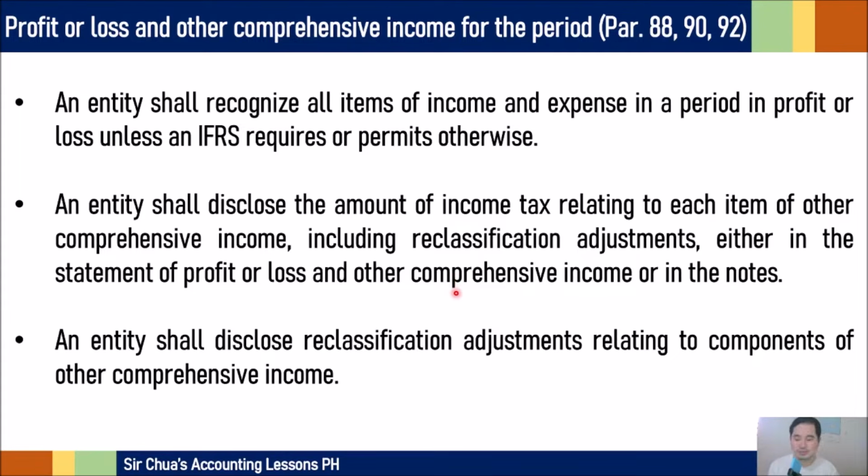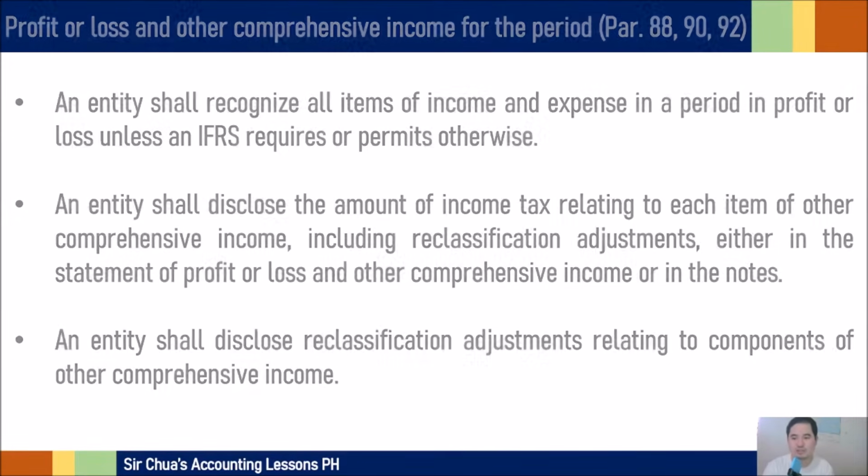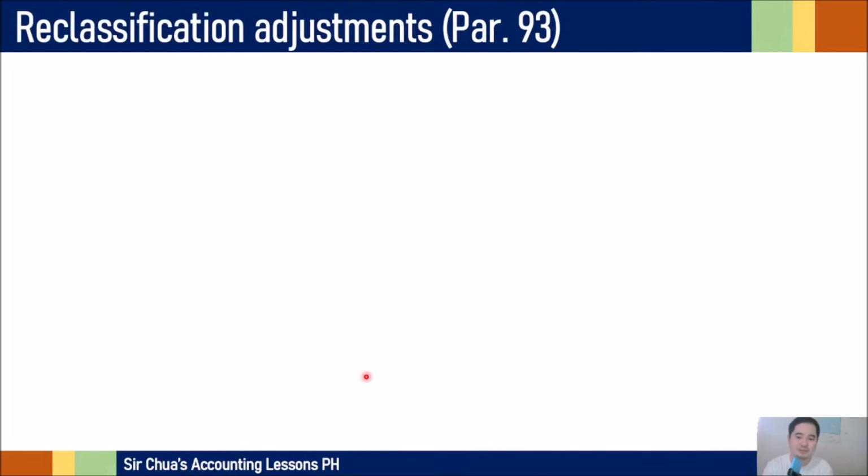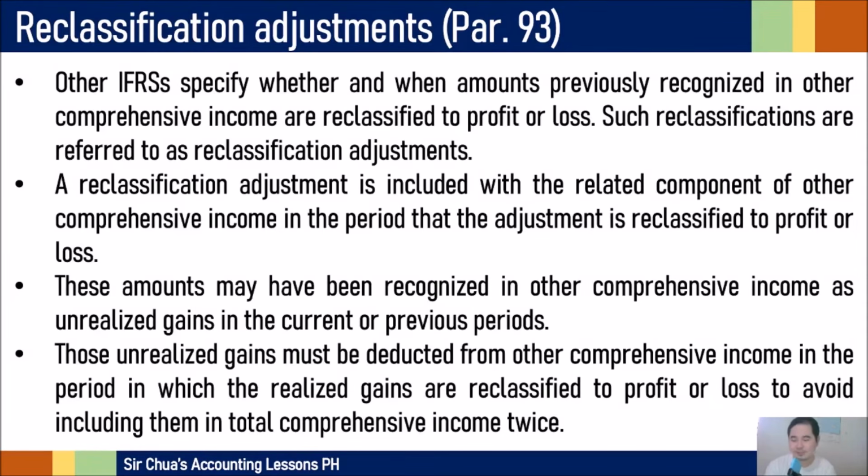Walang problema. Okay? An entity shall disclose reclassification adjustments relating to components of other comprehensive income. So, required daw po tayo na magkaroon ng disclosure relative sa reclassification adjustment. At dahil po nag-uusap na tayo ng tungkol sa reclassification adjustment, ano po ba yon, no? That's under paragraph 93 of IAS 1.